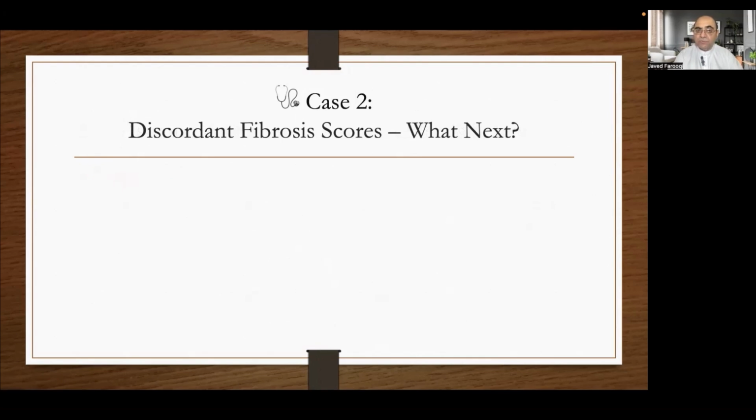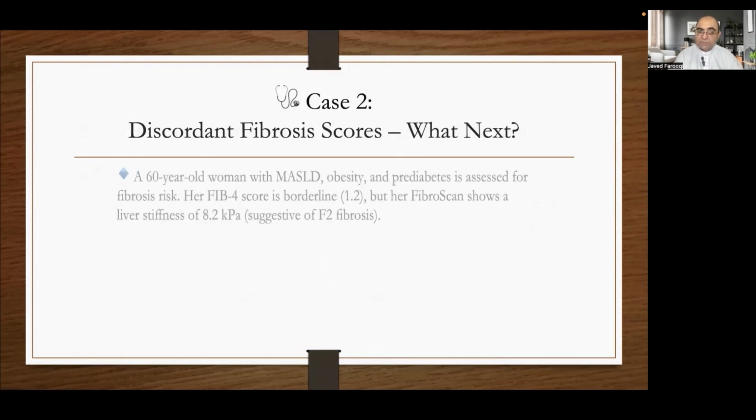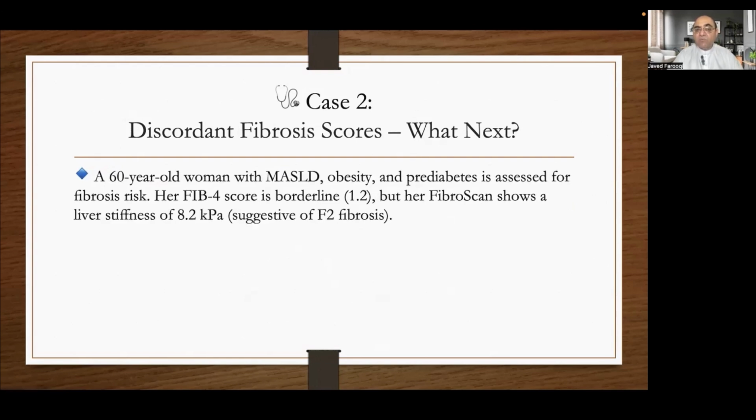Case number 2, discordant fibrosis scores. What next? A 60-year-old woman with MASLD, obesity, and prediabetes is assessed for fibrosis risk. Her FIB4 score is borderline, but her FibroScan shows a liver stiffness of 8.2, which is suggestive of F2 fibrosis. So the question is, does she need a liver biopsy?